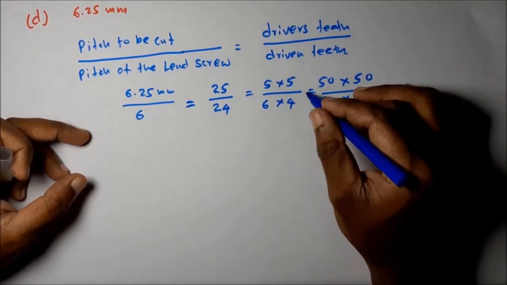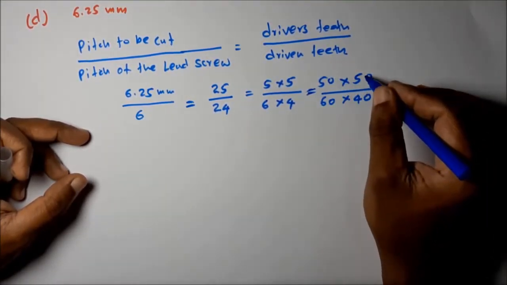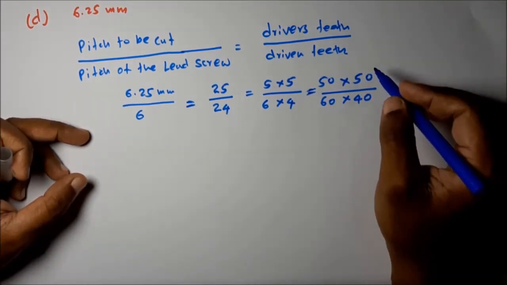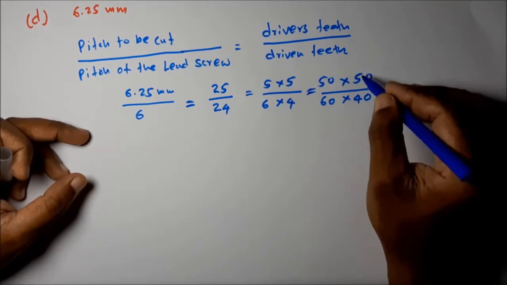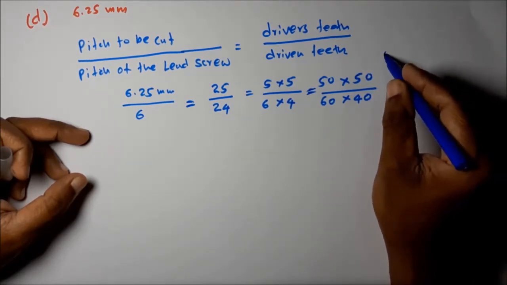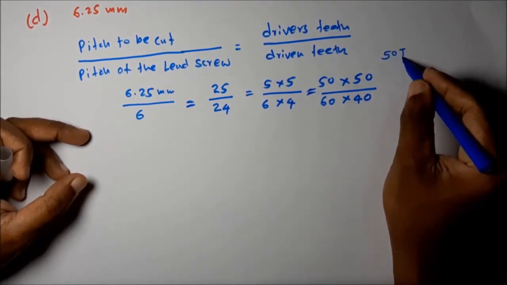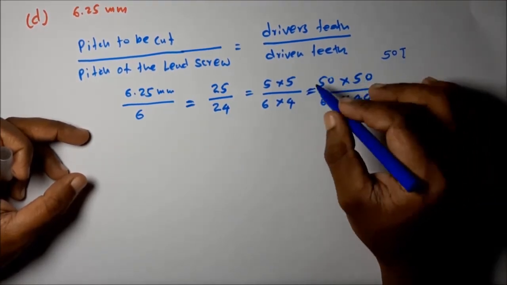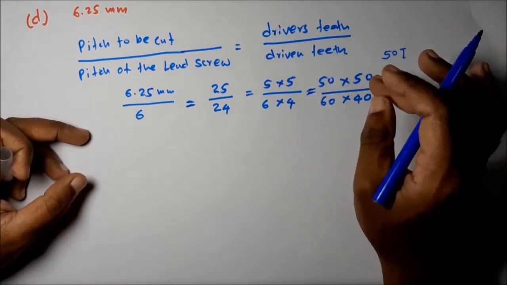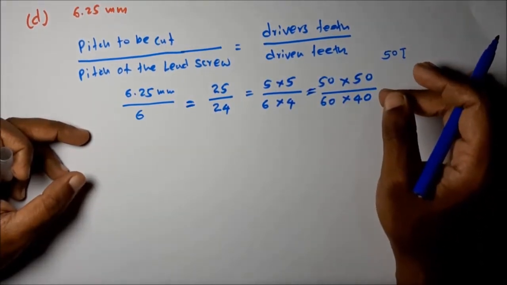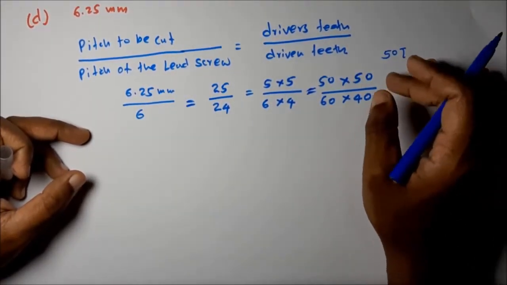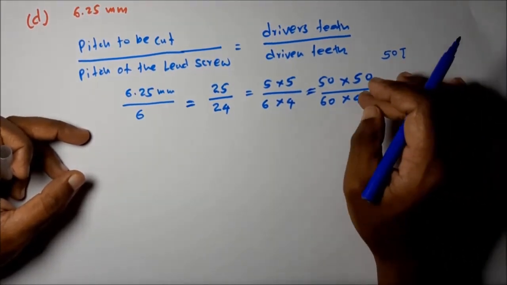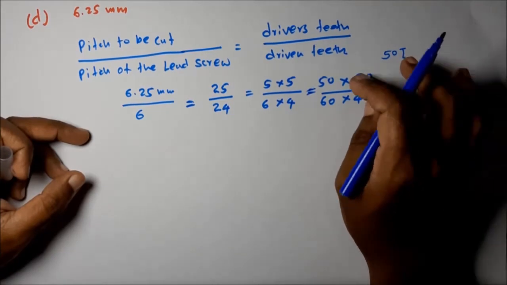So we can't, because we have only one 50 teeth gear on the gear bank. Keep that in mind also. We have only one 50 teeth gear on the bank, so we can't use two of them. We can't repeat the gears in the gear train. Then how do we arrange this?